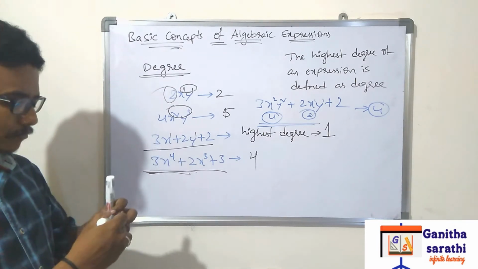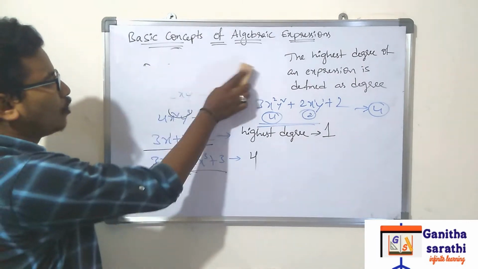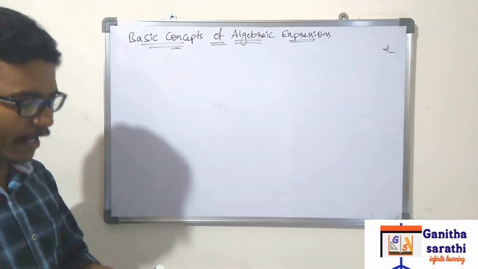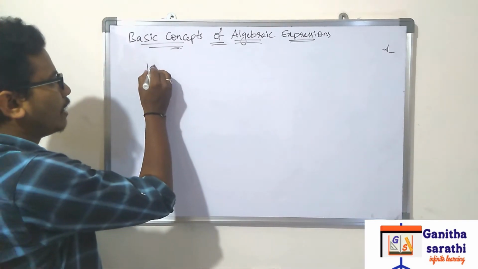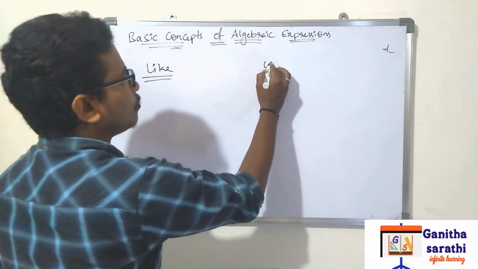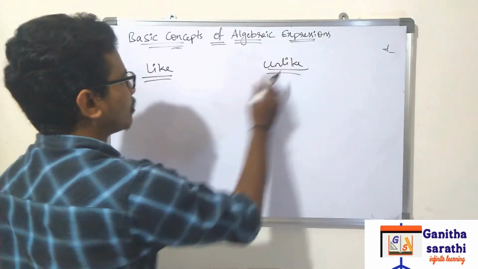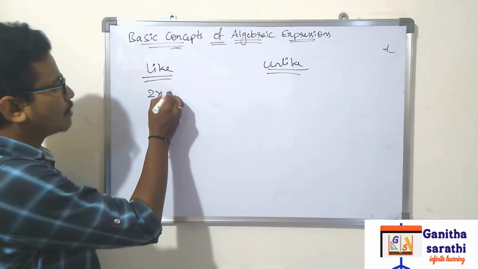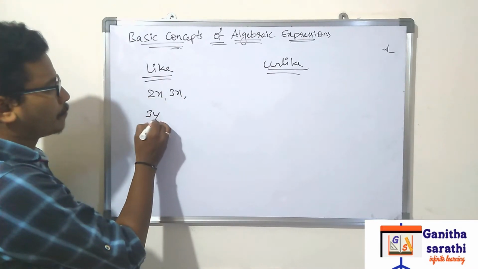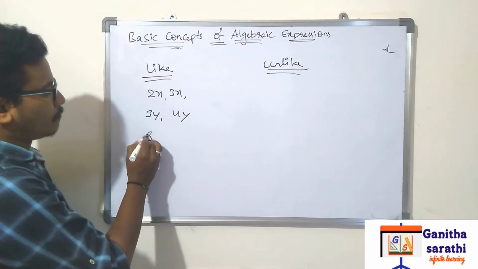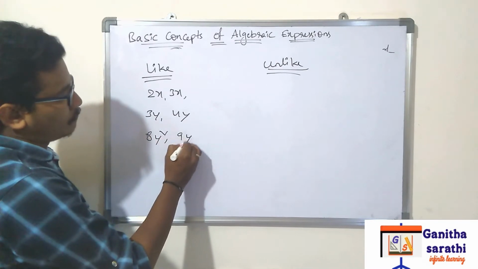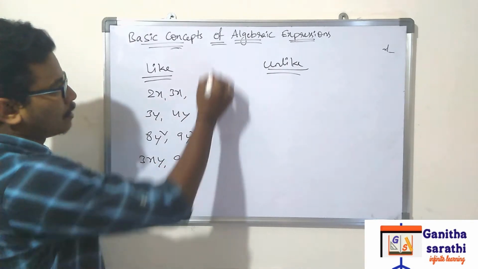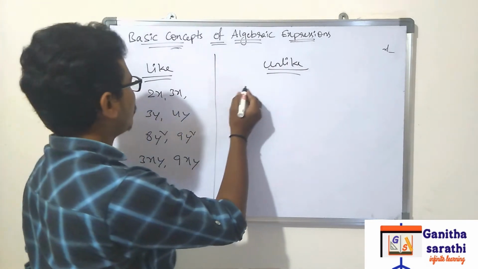Okay, now like terms and unlike terms. What is meant by like terms and what is meant by unlike terms? Simply I will give you the difference between these two. By writing the equations only you can understand. First I will write the equations, then you will know.